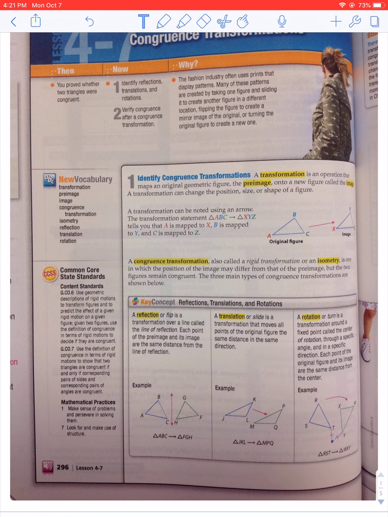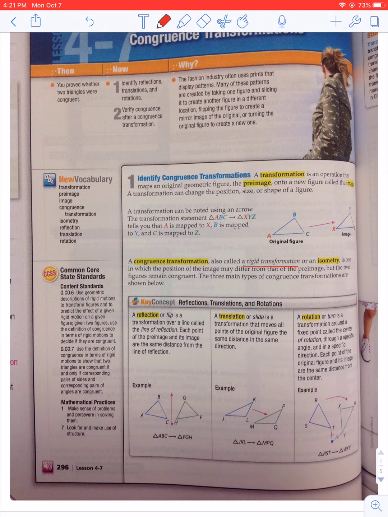And they mentioned that word that I just talked about right here, rigid transformation. Another word for rigid transformation is isometry. And again, it's one in which the position of the image may differ from that of the pre-image, but the two figures remain congruent. So we're going to focus on verifying, when things have been switched around, are the figures still congruent or not? So here at the bottom, they've got an example of a reflection, a translation, and a rotation.